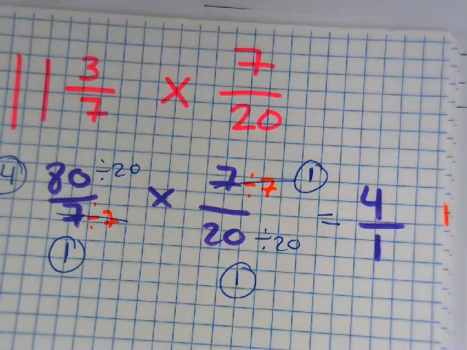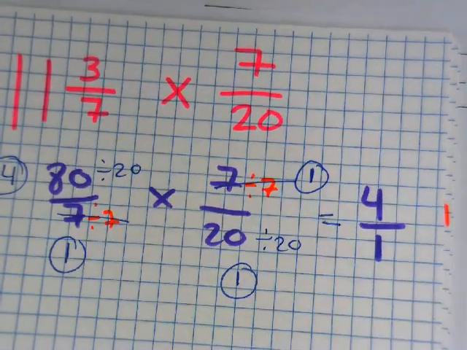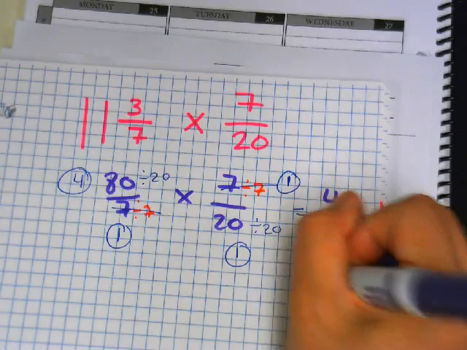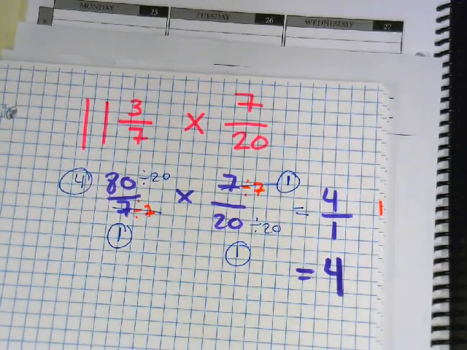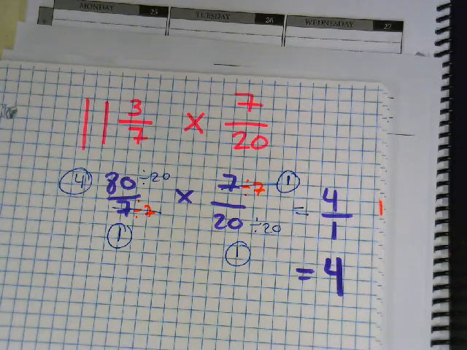All right, what is 4 over 1 equal to at the very end? 4. Every time you have it over 1, it's just that whole number. All right, are we okay? Do we need one more for Guadalupe?